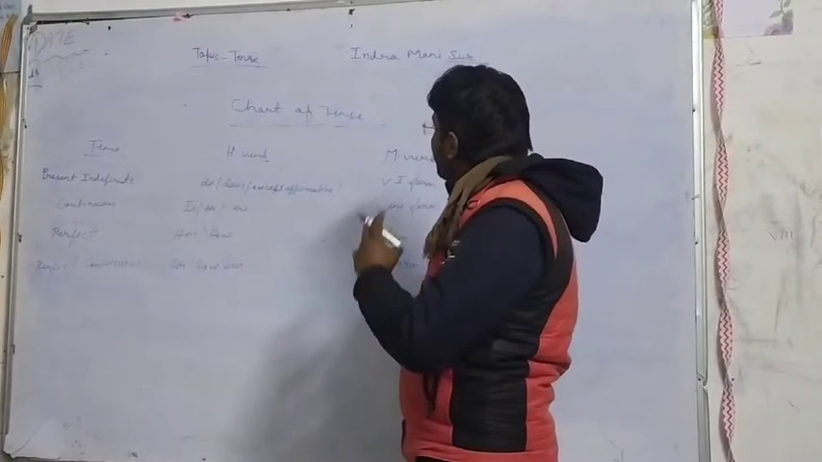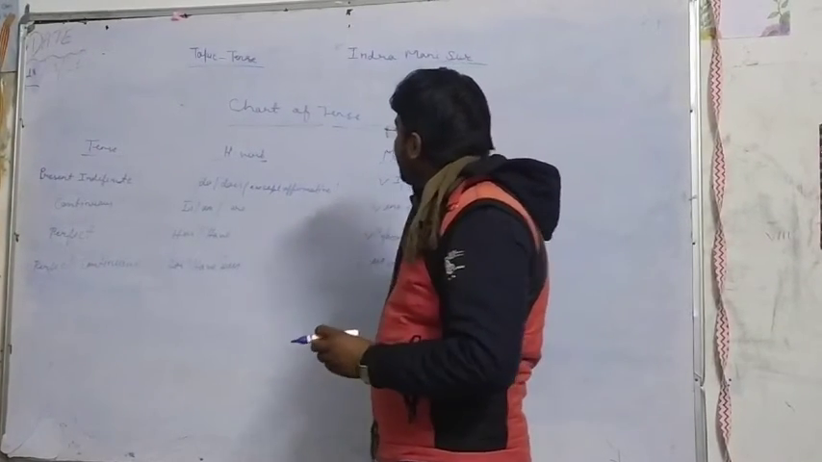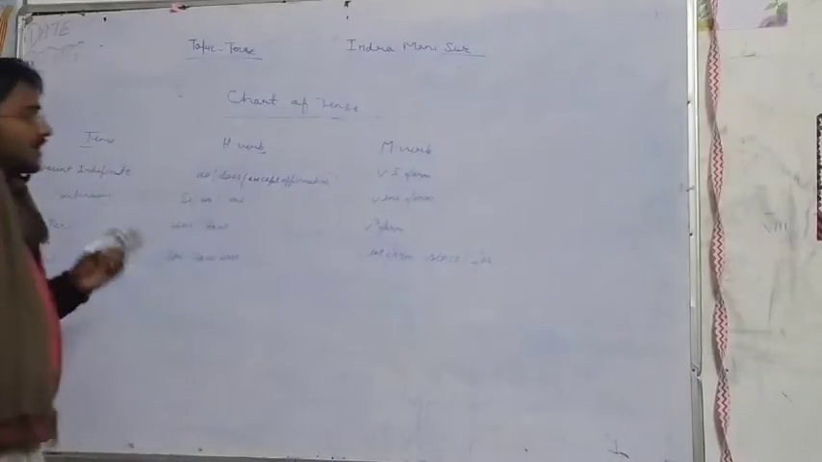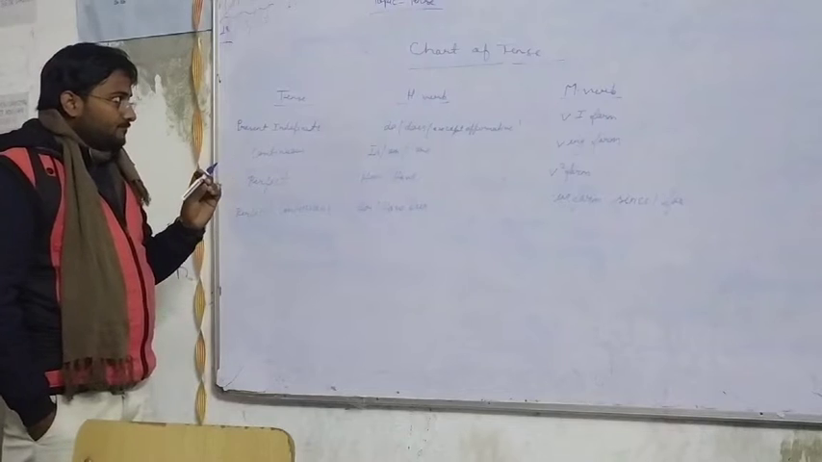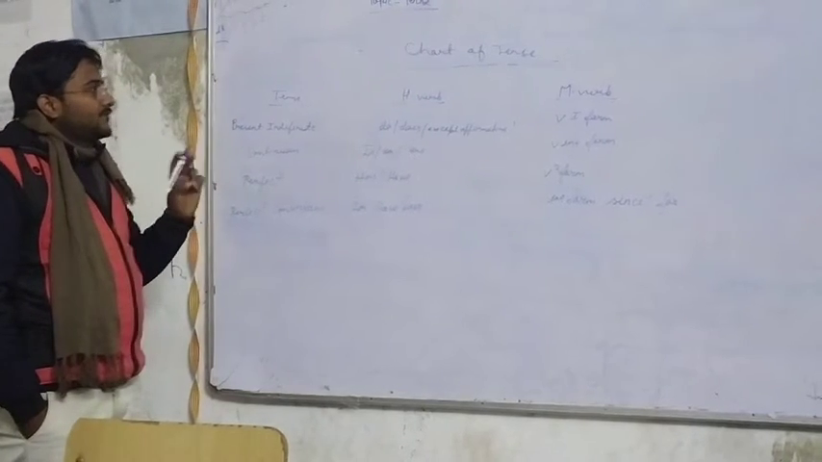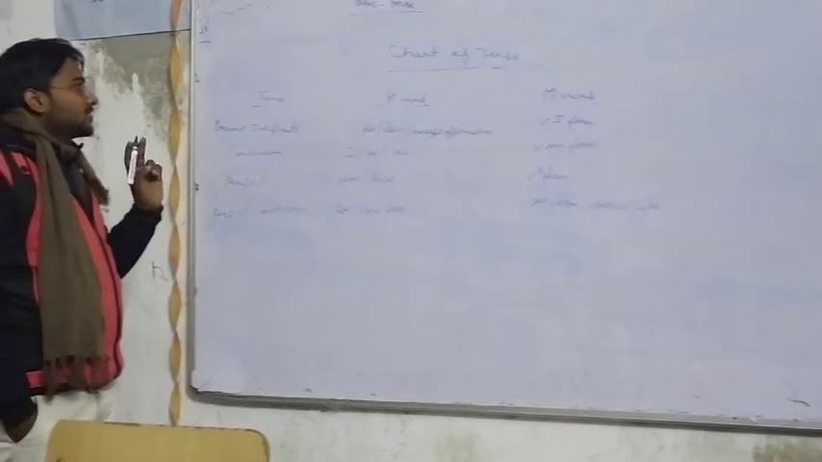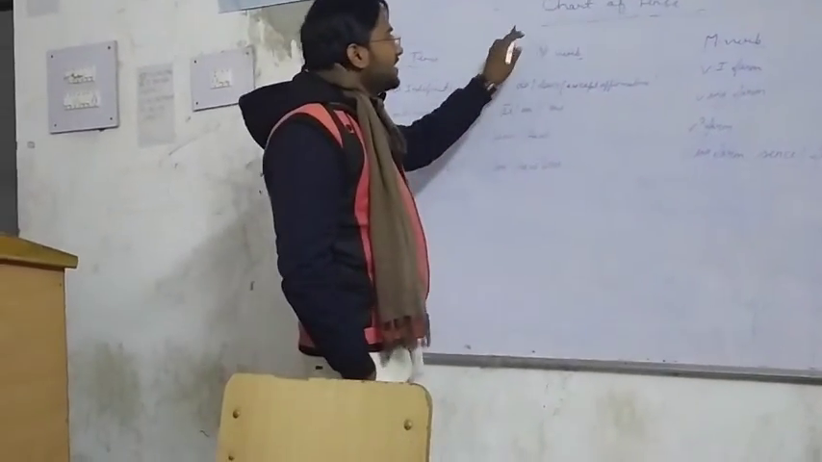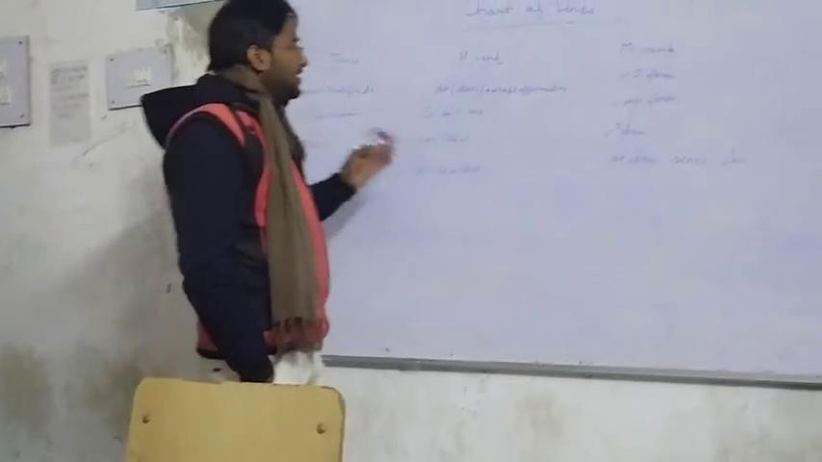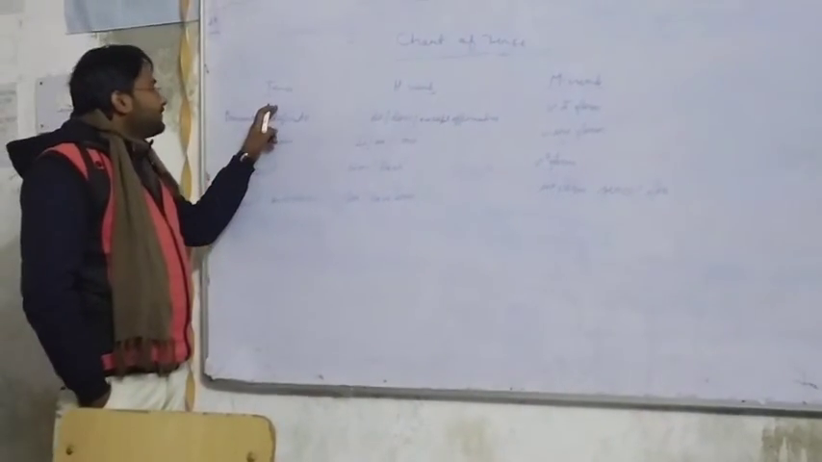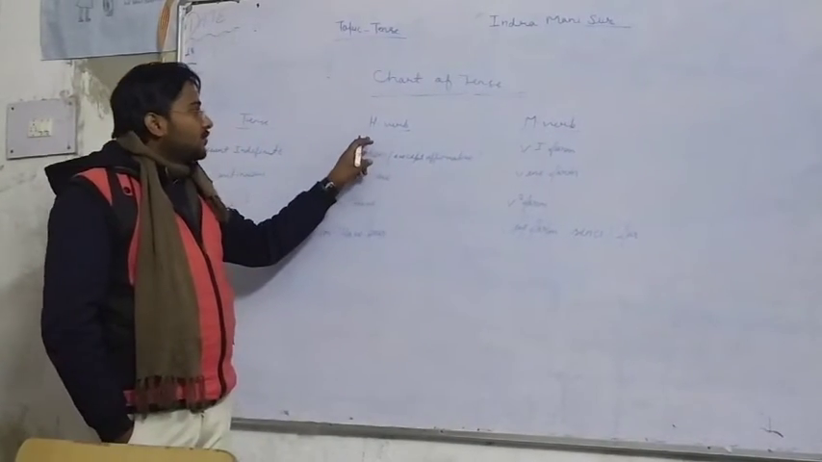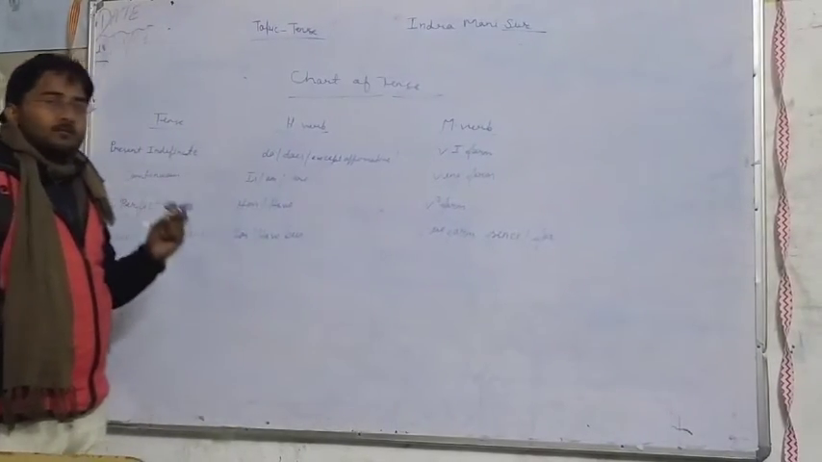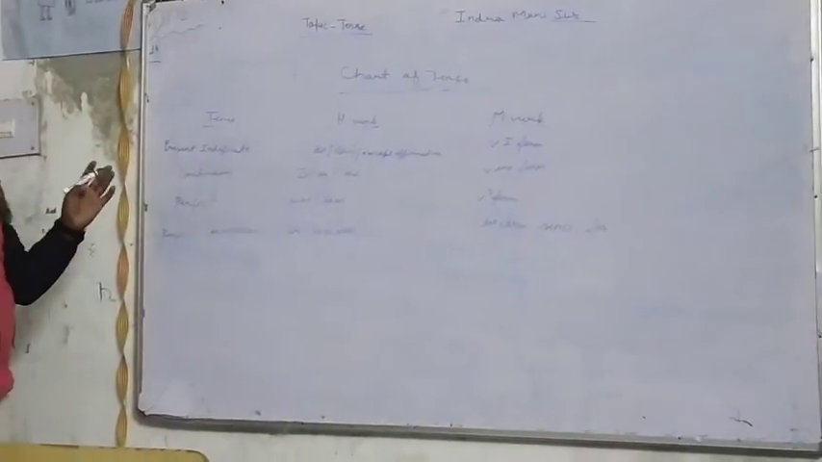So you will start to study tense. In tense, I have told you what is tense, what is the definition of tense, types of tense, and types of present, past, and future, and also the structure. And after that, we shall study chart of tense. In chart of tense, mainly we see three things: tense, helping verb, and main verb. Means what is the helping verb and what is the main verb are applied in the tenses.